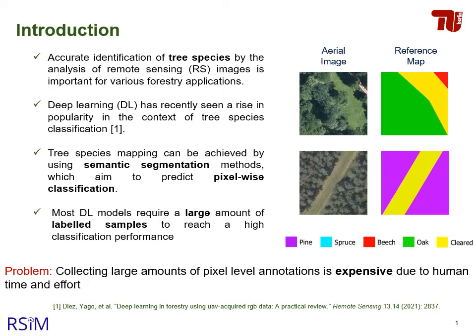So, accurate identification of tree species by the analysis of remote sensing images is important for various forestry applications. Tree species mapping can be achieved via semantic segmentation, which refers to the task of classifying individual pixels within an image. One of the main bottlenecks for deep learning models is the large amount of labeled samples required during the training phase, which are not often available for tree species and can be expensive to obtain manually.